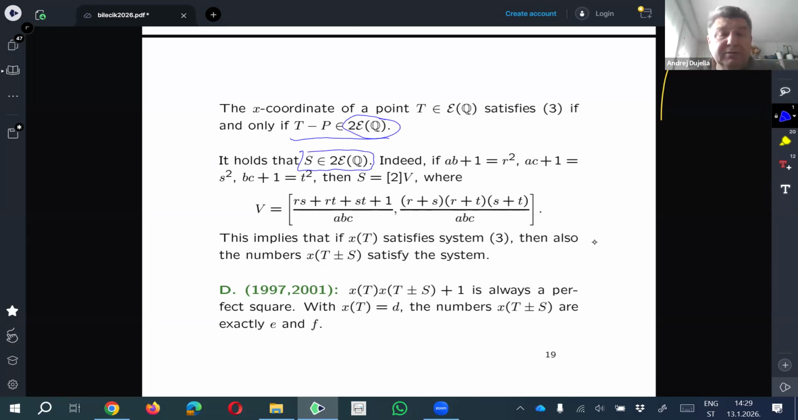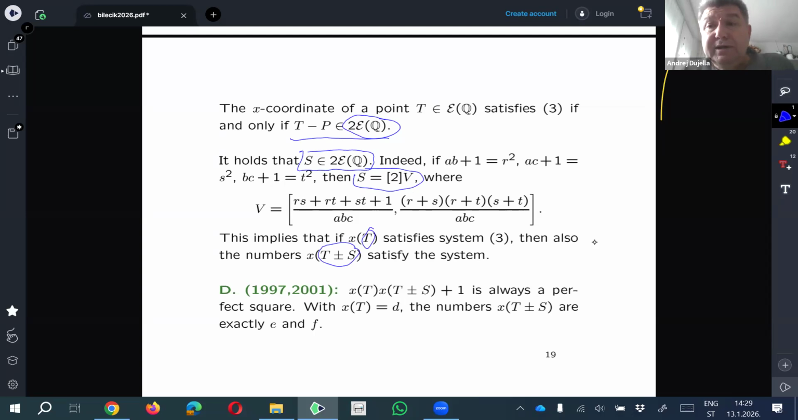So it is not immediately clear or obvious, but it can be easily checked that S is of the form V plus V, so double V, where V is this point. Which means that if we start with point T, which is good, then also points T plus 1 and T minus 1 are good. So this was all obvious or follows from some known facts on elliptic curves.